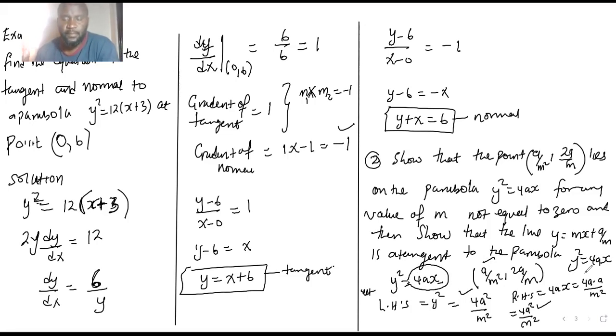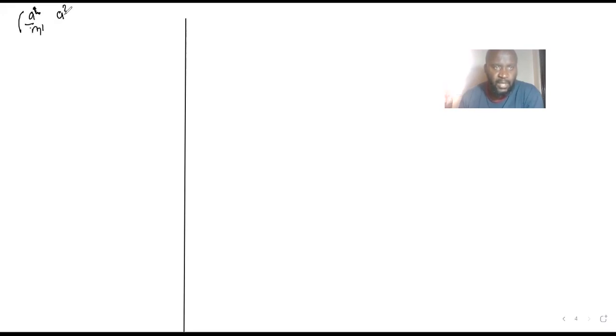So I beg your pardon. Okay, let me use a new page. I am saying that they have told us to show that the point a out of m squared, and 2a out of m, satisfies the equation, or it lies on the parabola.